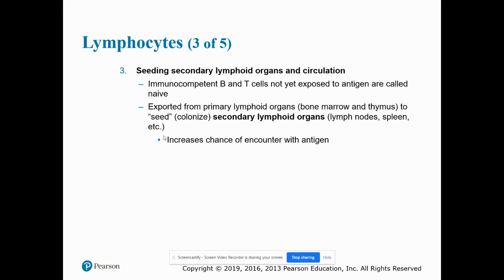So these naive cells are going to be exported or sent out from primary lymphoid organs, again, B cells, bone marrow, T cells, thymus, to colonize secondary lymphoid organs, such as the spleen, lymph nodes. What this is going to do is increase the chance of encounter with an antigen. Remember, a lot of our kind of garbage gets swept up in the lymphatic system, and so it's good to have the lymphocytes, like in the lymph nodes, to help catch pathogens that can end up in our lymph.